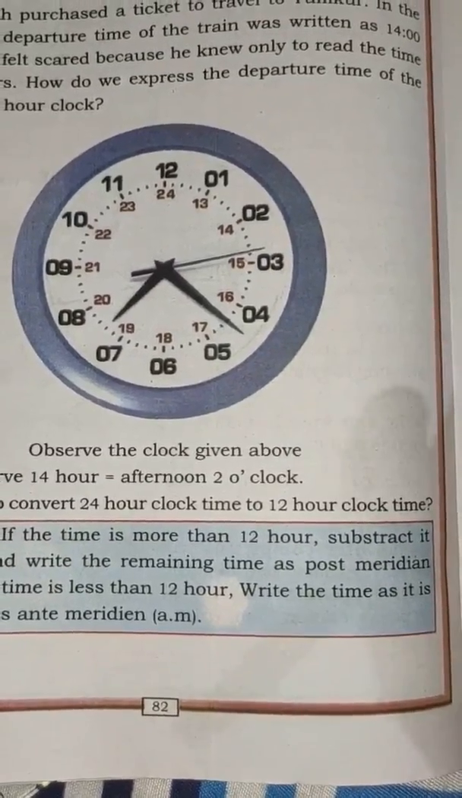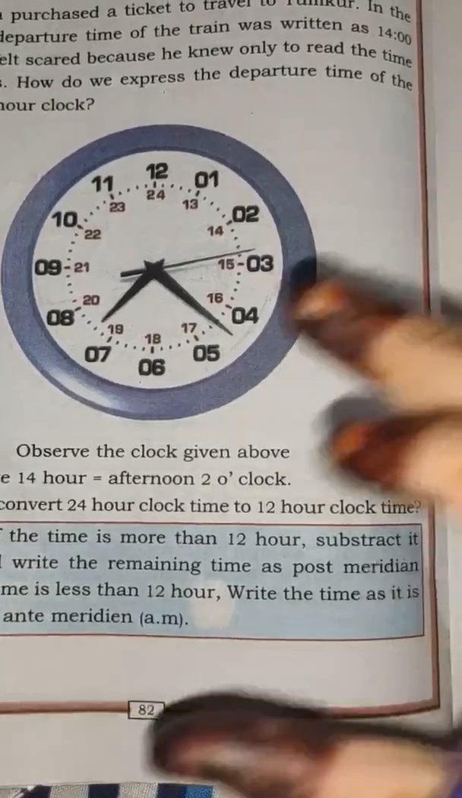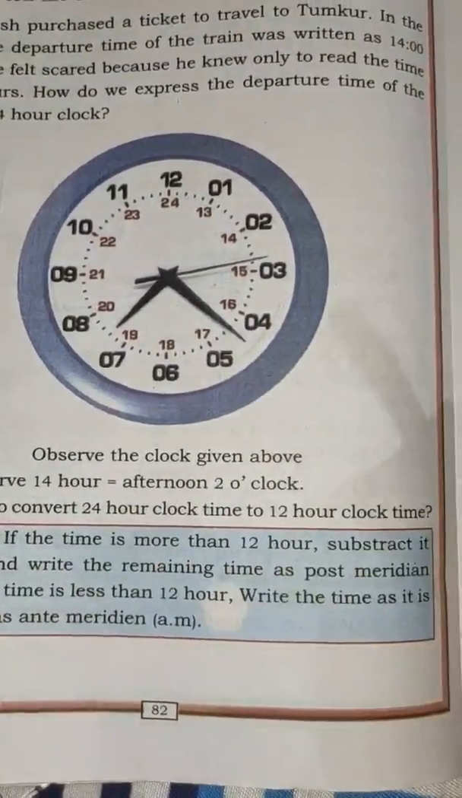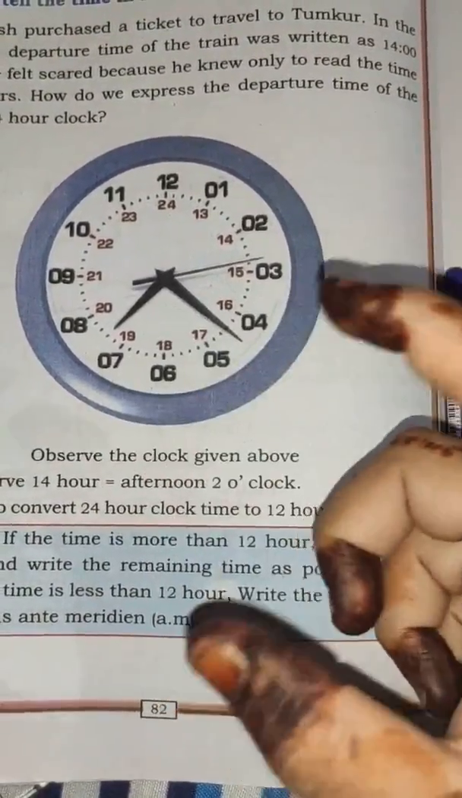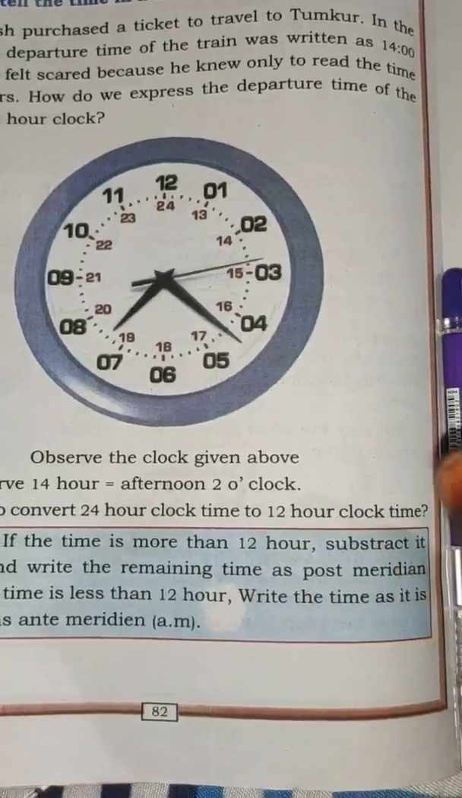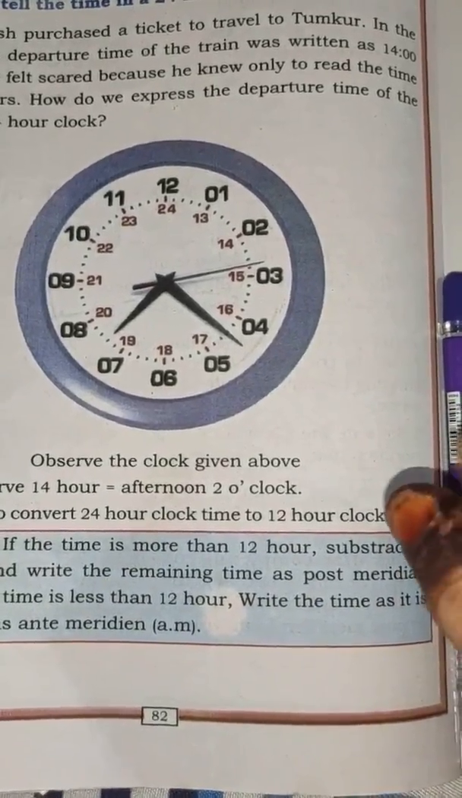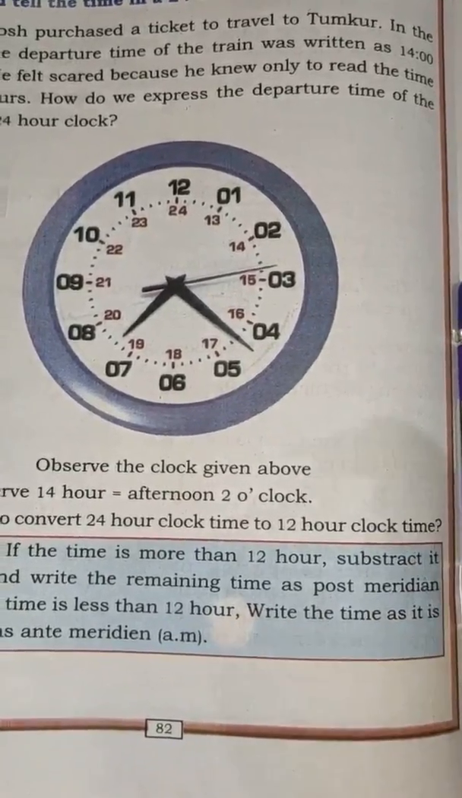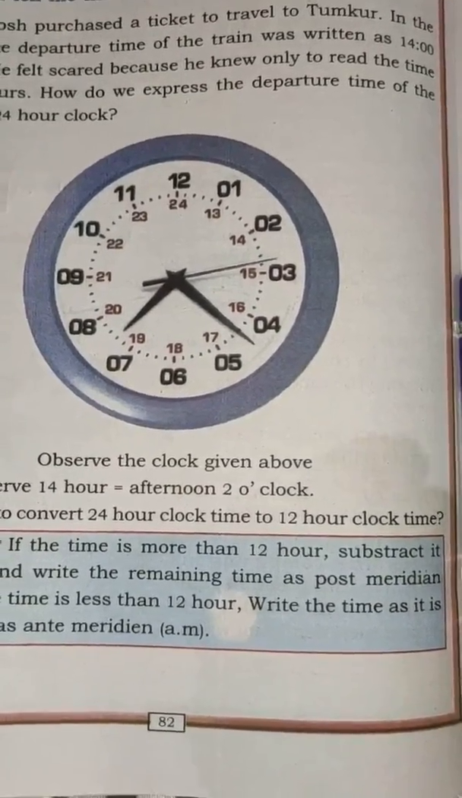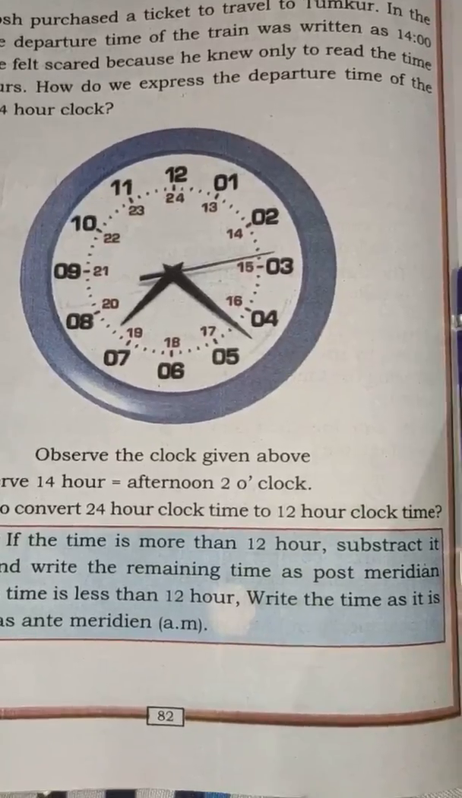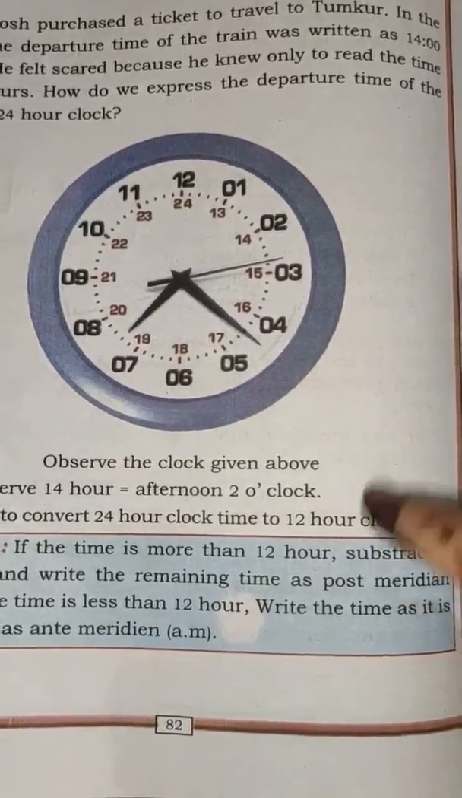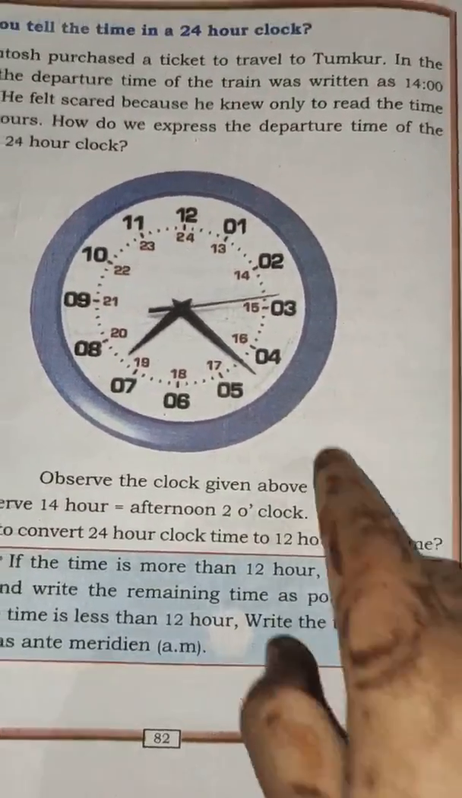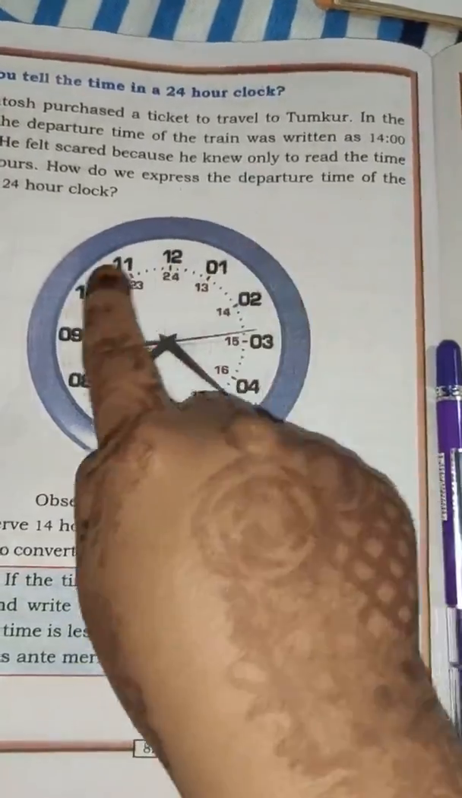Okay, so 24-hour time. Usually you will find this on a train ticket. When you get the train ticket, you will see times like 18 hour, 14 hour, 19 hour. Can you tell what time is on that ticket? Yes or no? That time is given based on the 24-hour clock.